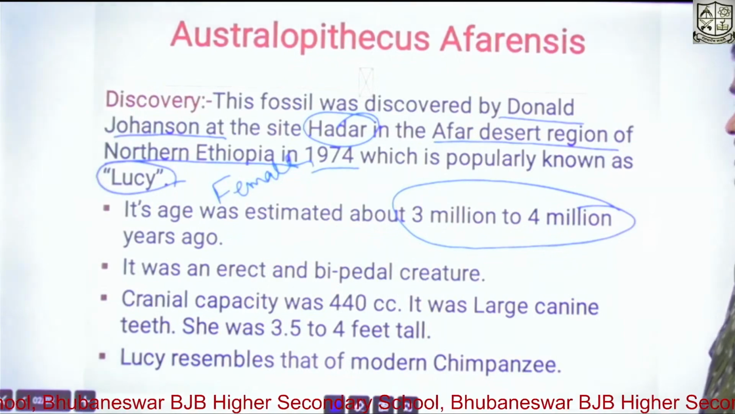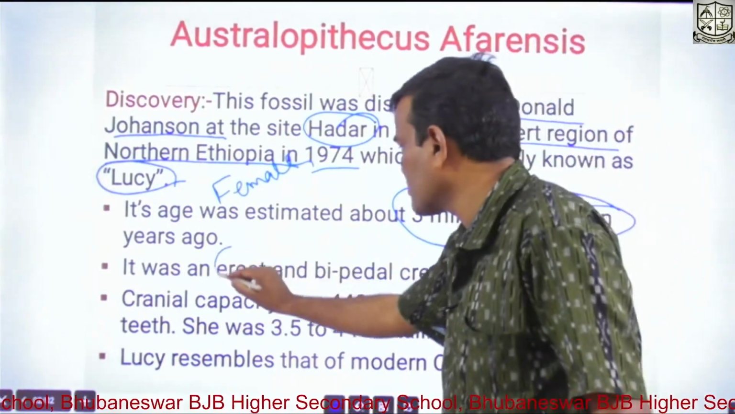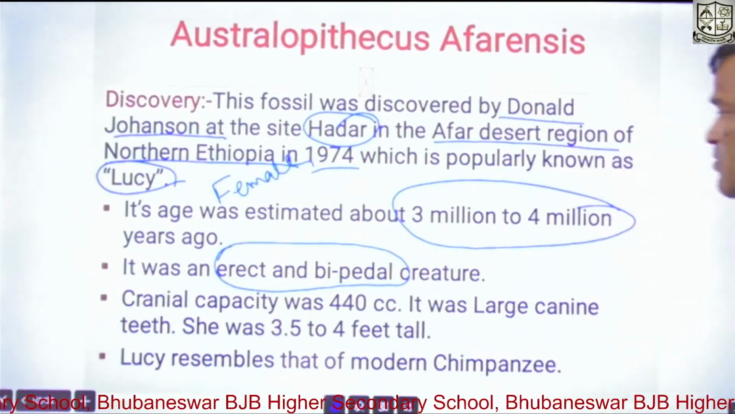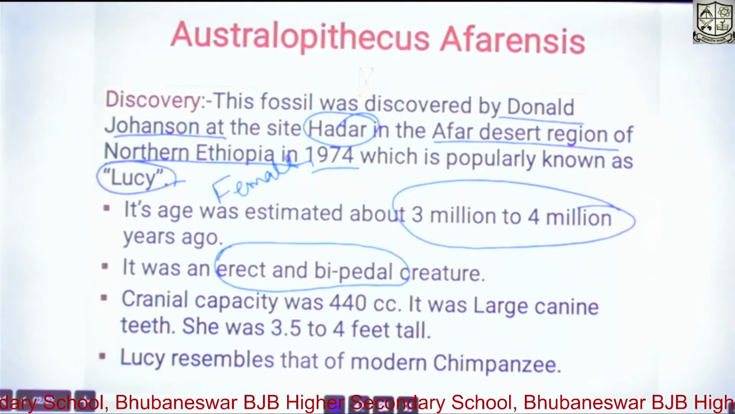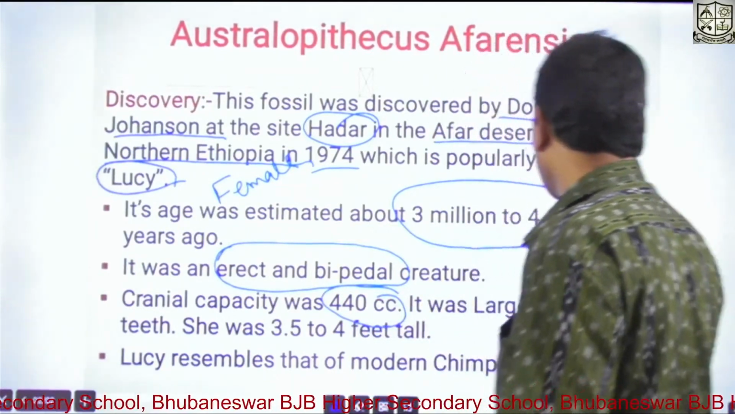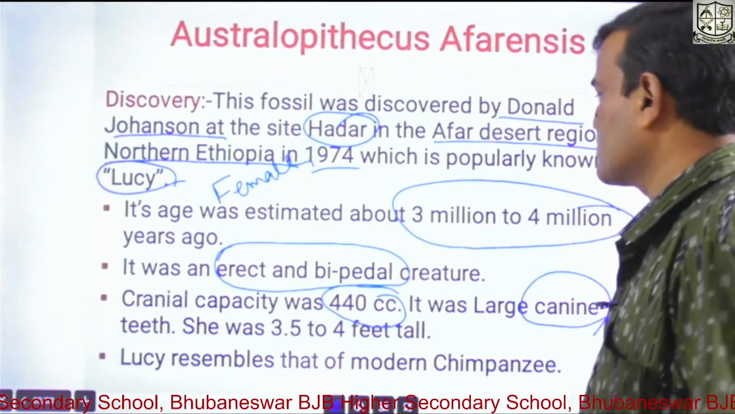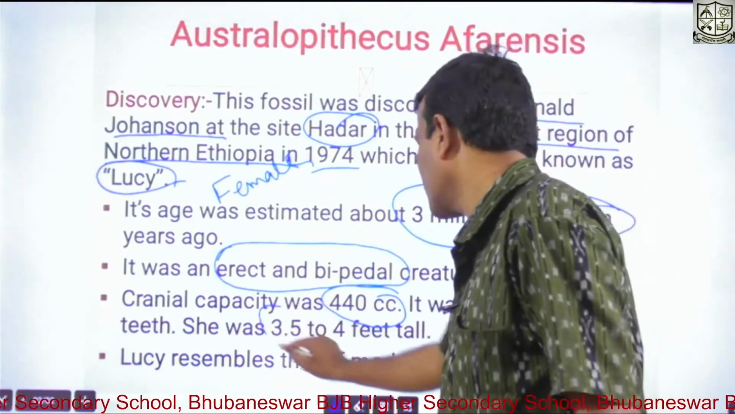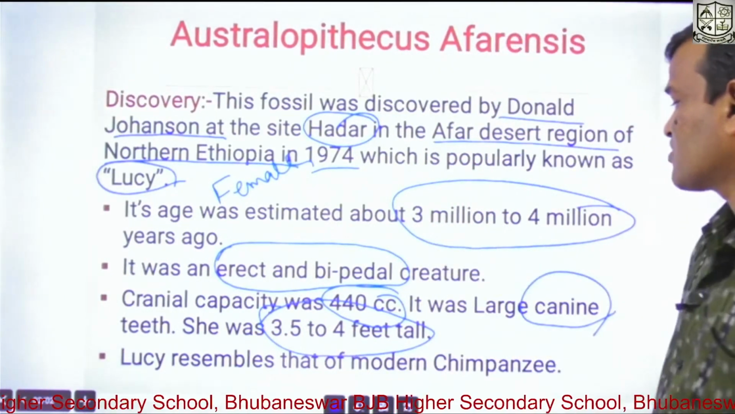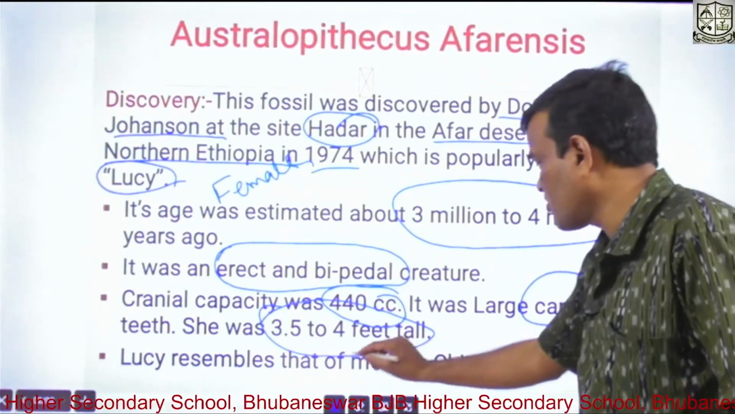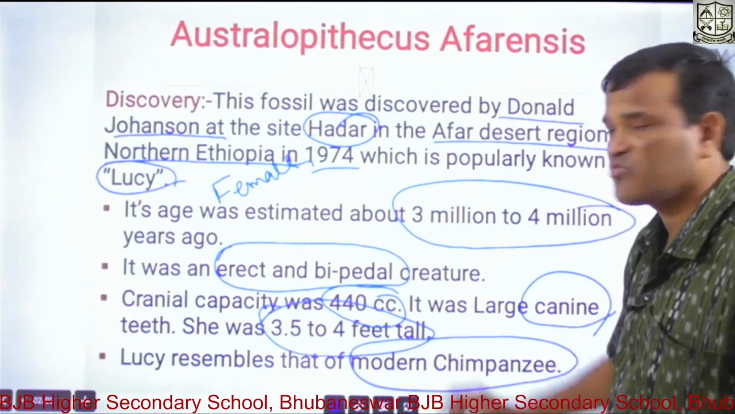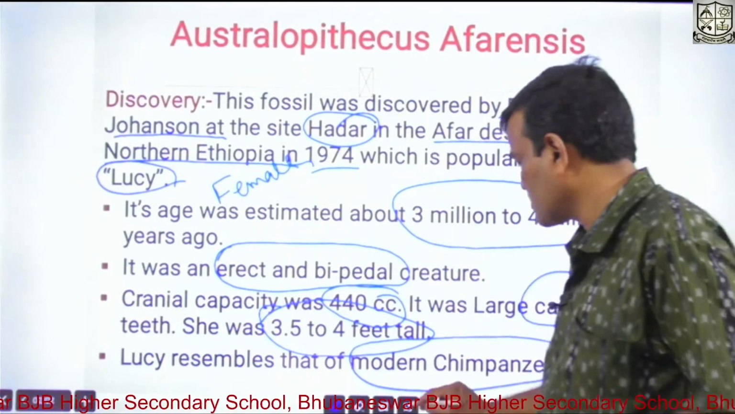And it was an erect and bipedal creature. The cranial capacity was approximately 440 cc. It had a large canine. She was 3.5 to 4 feet tall. And Lucy resembles that of the modern chimpanzee, with a suitable resemblance in characteristics to the modern chimpanzee.